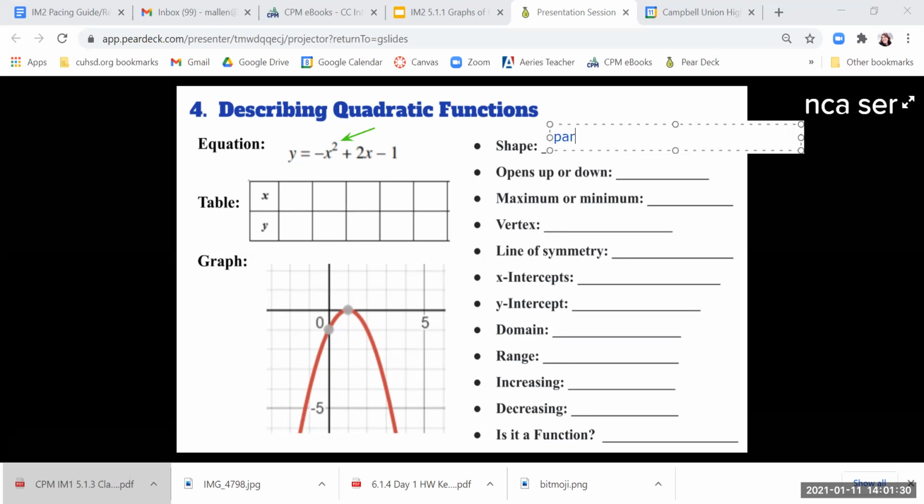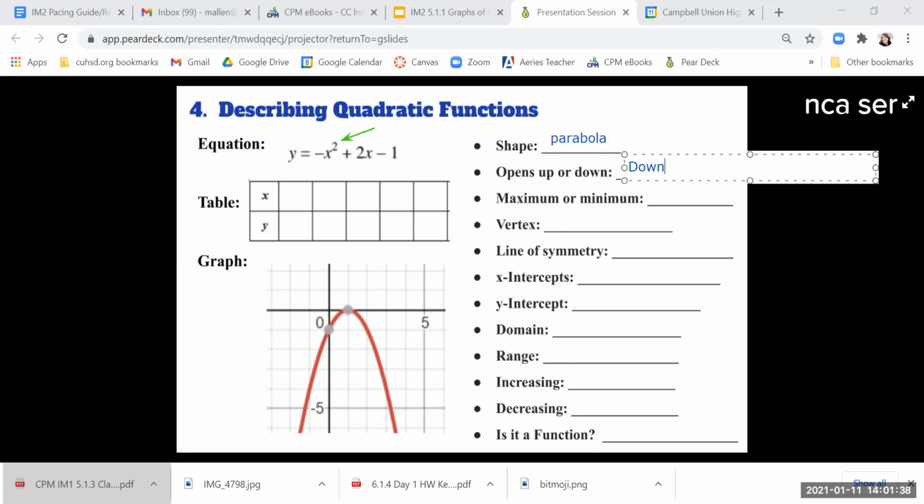So this one's a parabola. And it opens down. And so this stuff hopefully is feeling pretty straightforward now. So I'm going to give you a few minutes to try to do some on your own and then let me know if you have questions and then we'll go through it together.